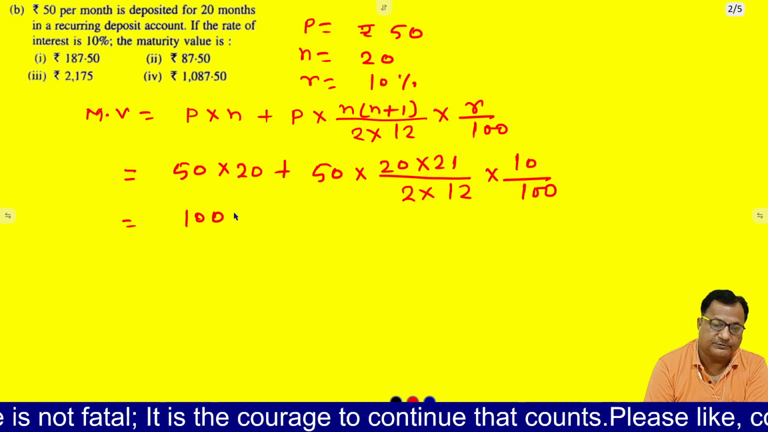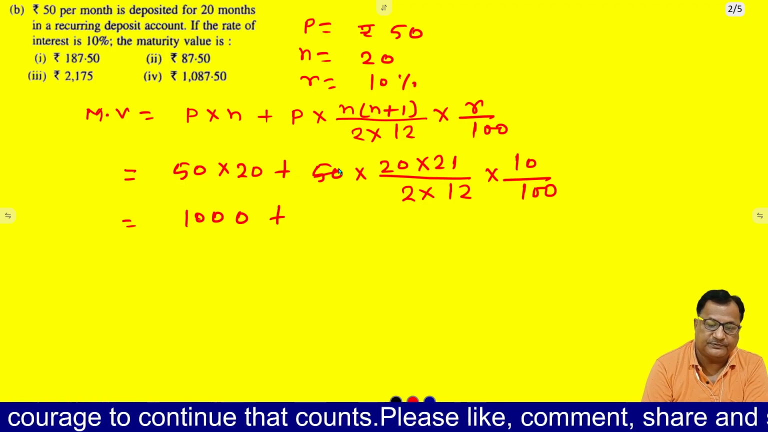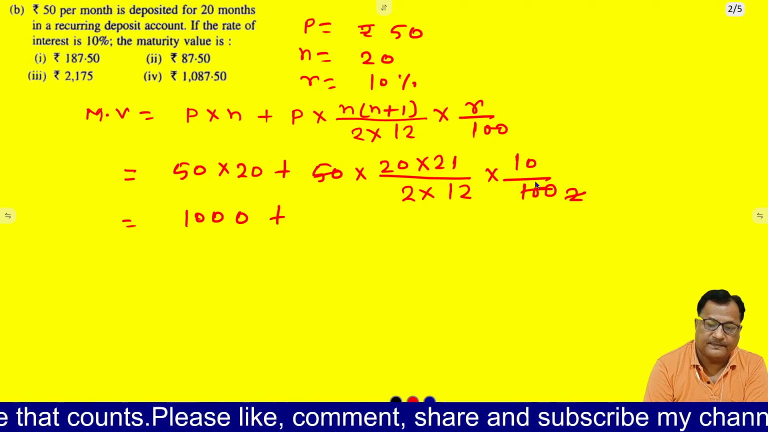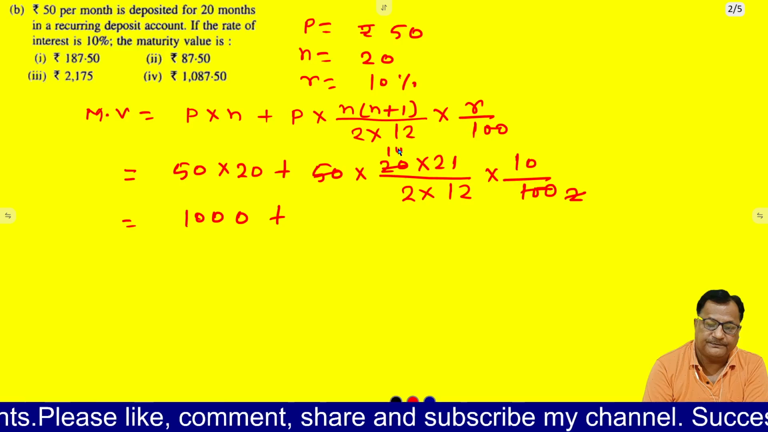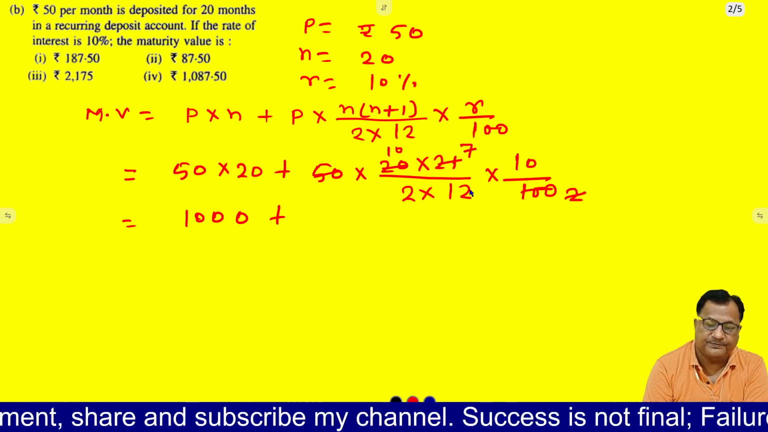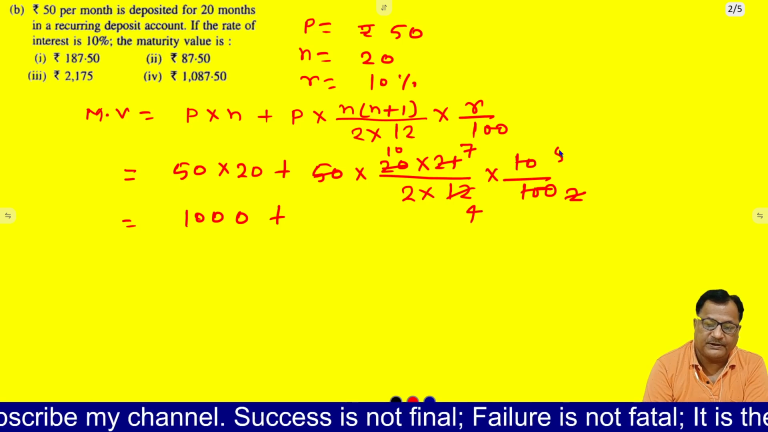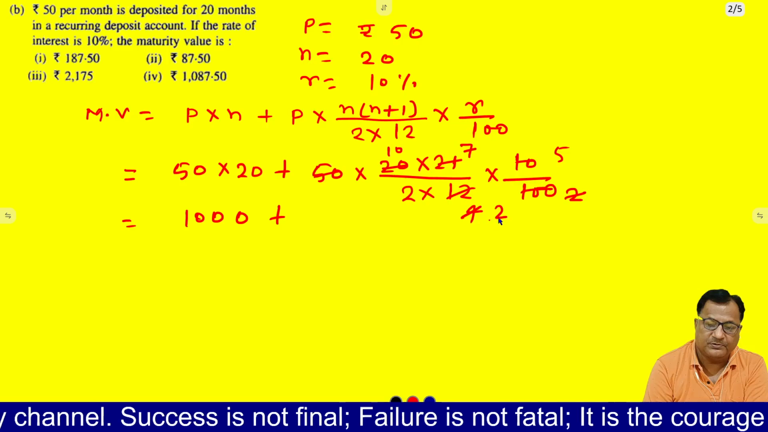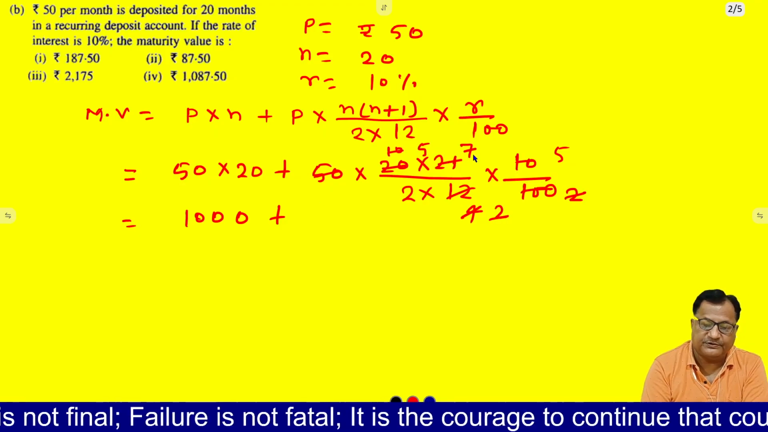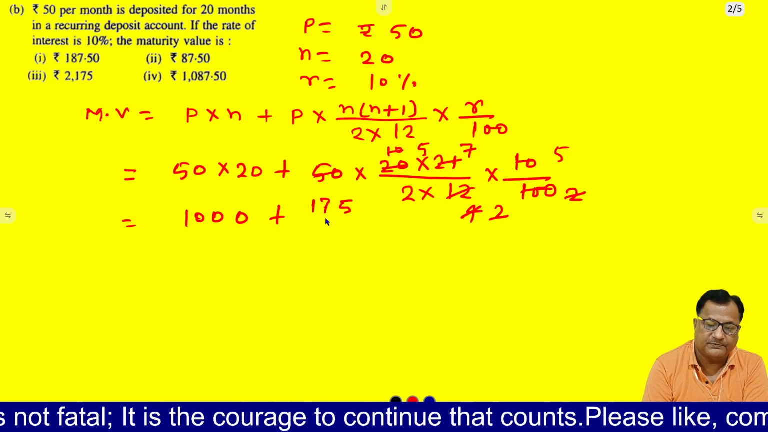This will be 1000 plus, this will become 2, 2 into 10 is 7, 3 4, 2 5 2 5, means 5 7 35, by 2.